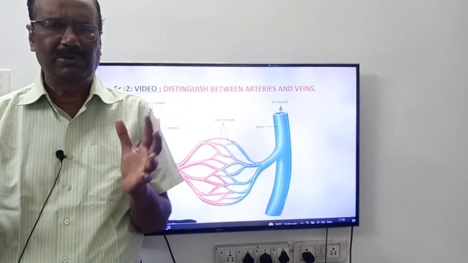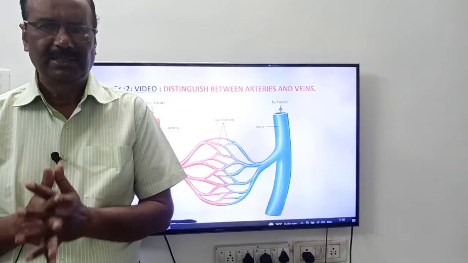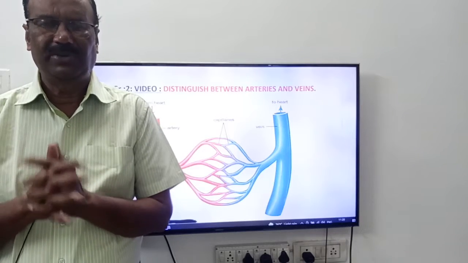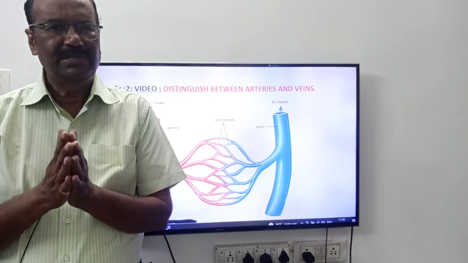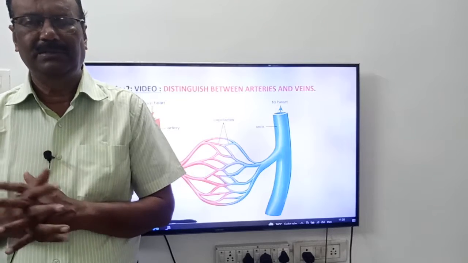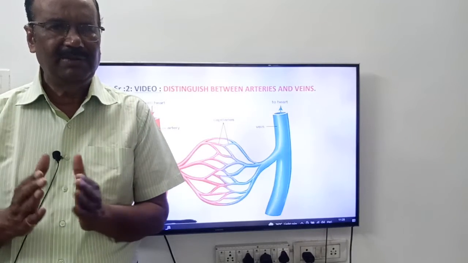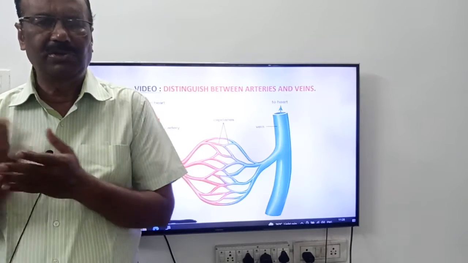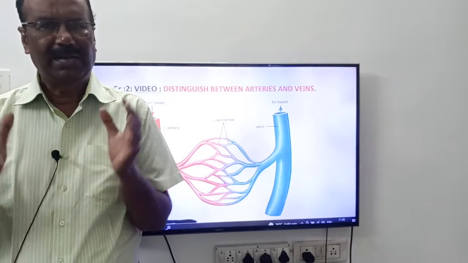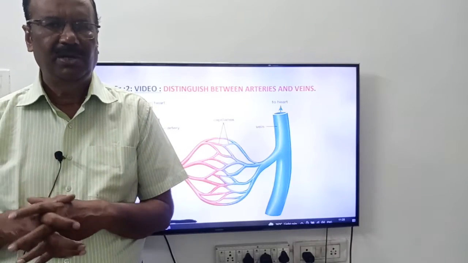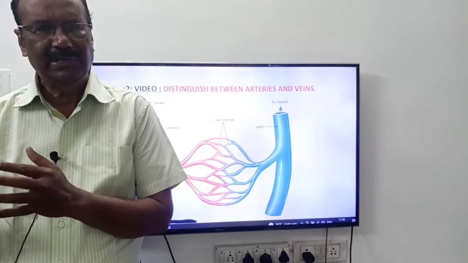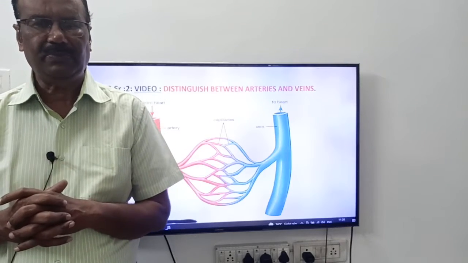Friends, no need to write all these things in IPE. This is for NEET and EAMCET. Once again, blood vessels are mesodermal in origin. The study of blood vessels is called angiology. Blood vessels are of 3 types: arteries, veins and capillaries.